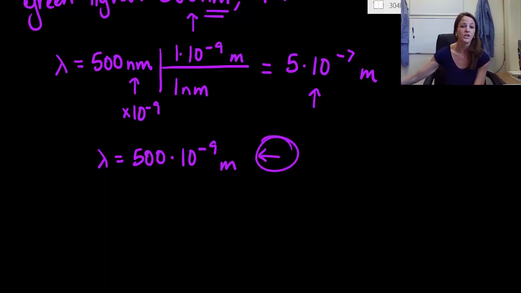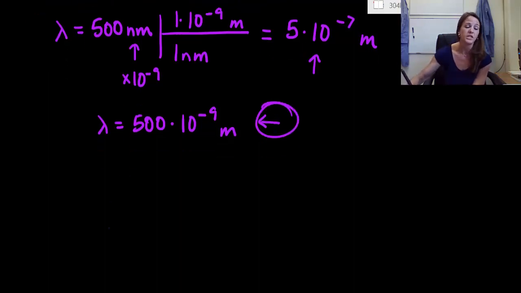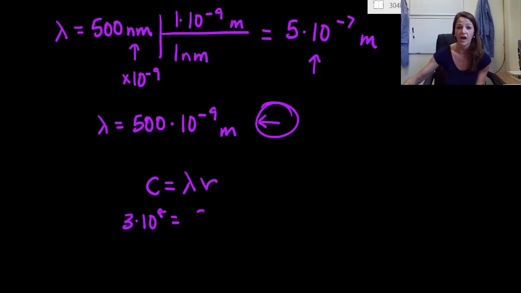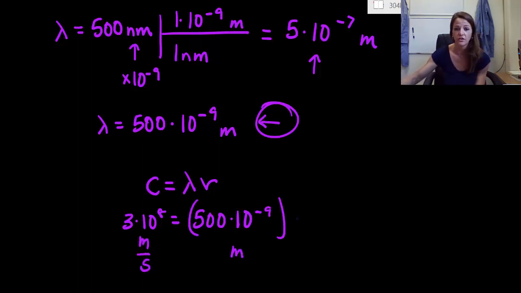All right, so now you've got your number in terms of meters, and what we need to do is try to figure out what the frequency is. So we know that c is equal to lambda times nu. We know that our speed of light is equal to 3 times 10 to the 8th. We know that our wavelength is equal to 500 times 10 to the negative 9, or you could do 5 times 10 to the negative 7. It's the same. So this is meters per second. This is in meters, and then you're left with frequency.